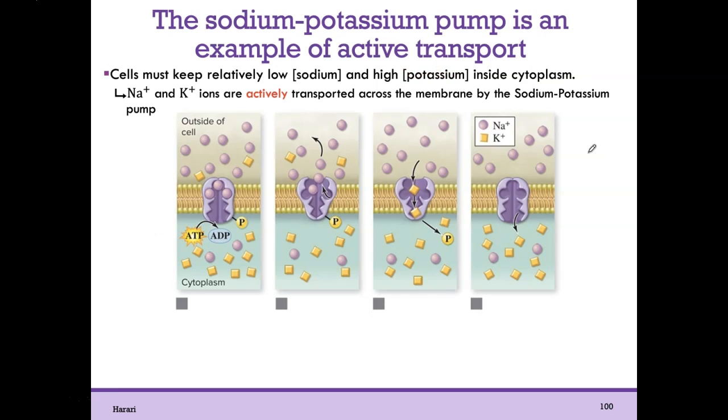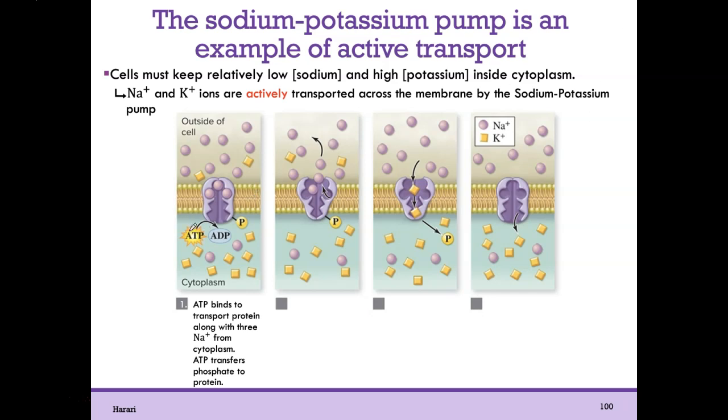And the way that this works, right, cells must actively keep low concentrations of sodium and high concentrations of potassium. But like we know, things are going to want to balance out. Sodium is going to want to become equal on both sides of the membrane. Potassium wants to become equal. So we need to use energy to continually make sure it does not become equal, right? We need there to be this huge difference in concentration inside and outside of the cell.